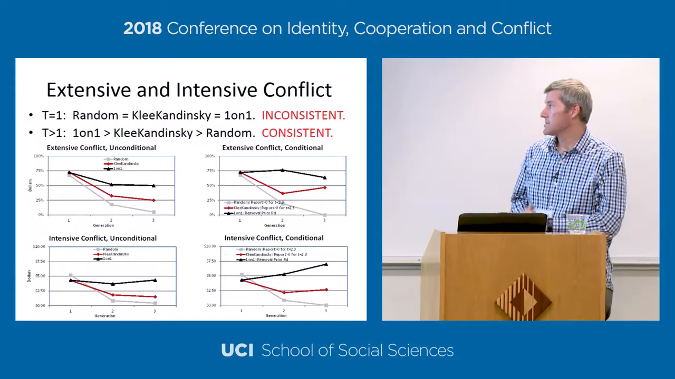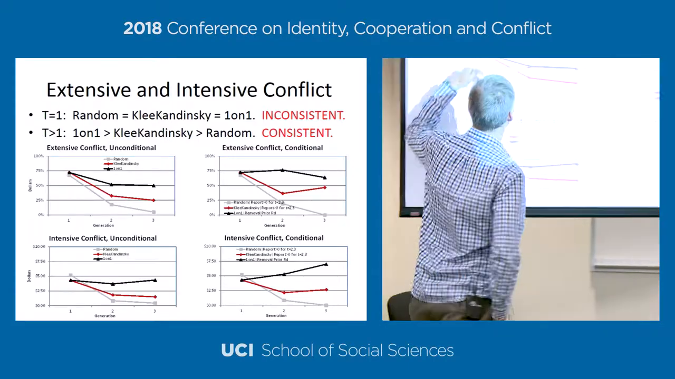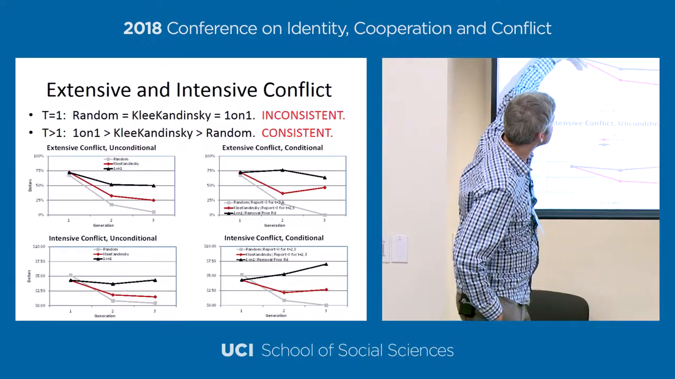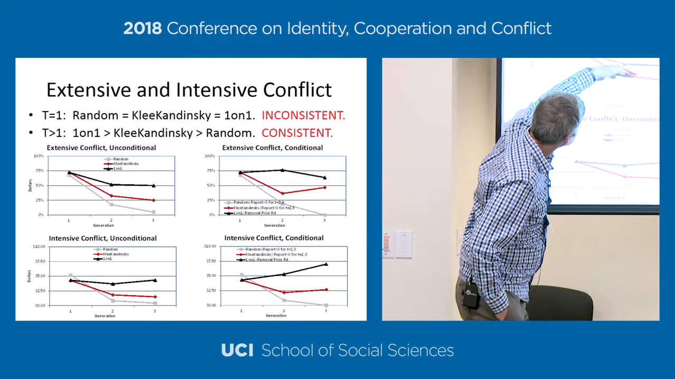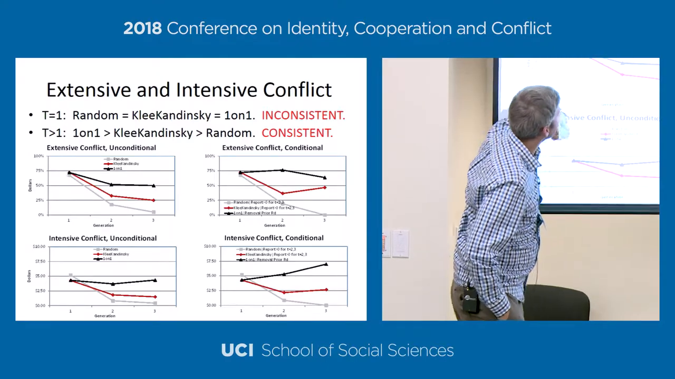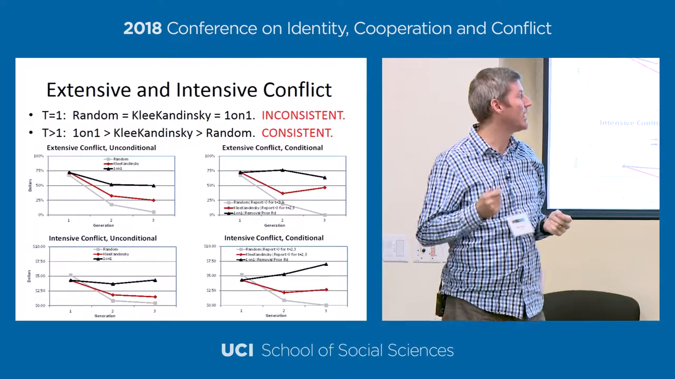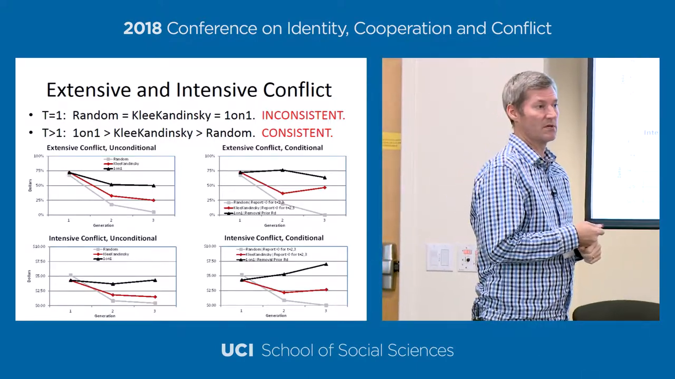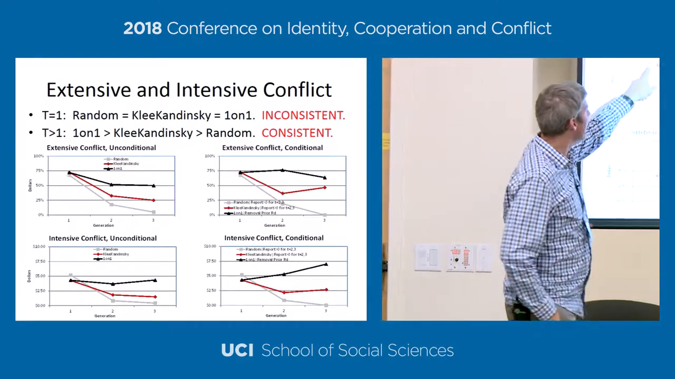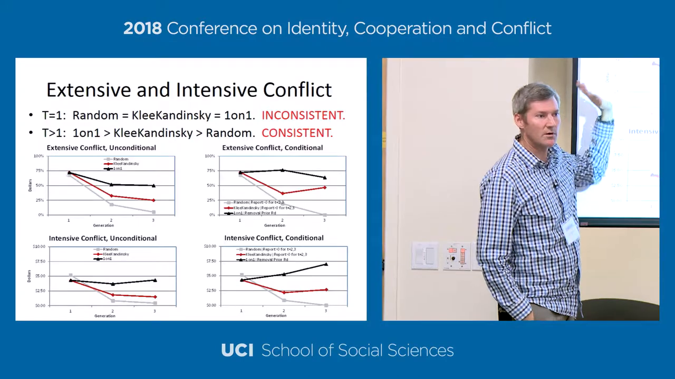So this is a summary table. The black is the one-on-one, the red is the Klee-Kandinsky, the gray is the random. And this is the extensive rate of conflict, just the rate at which conflict occurred. You can see that in every setting, it started at the same rate, contrary to what we predicted.